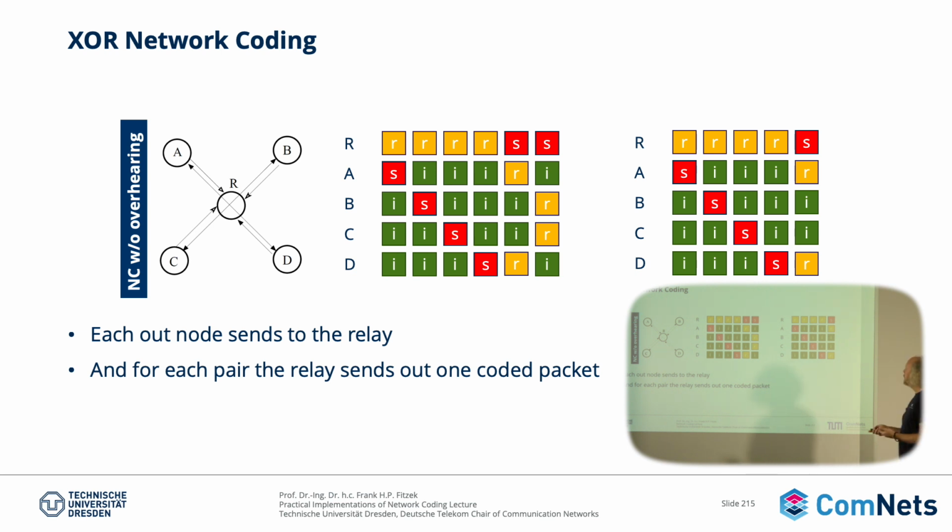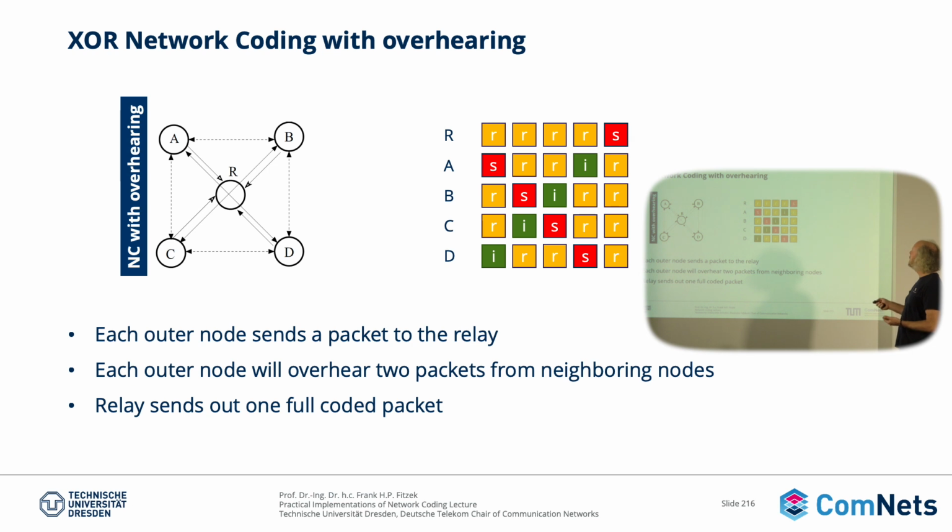The other thing with network coding is that you don't have to do it only between the flows between them. You can even go over all flows. This is XOR network coding with overhearing. Now we say, okay, we send to the relay, and all the nodes will overhear the other side. And with that, you will understand that after the first sending phase, you see how many receiving slots you have compared to before, where you have a lot of idle slots.